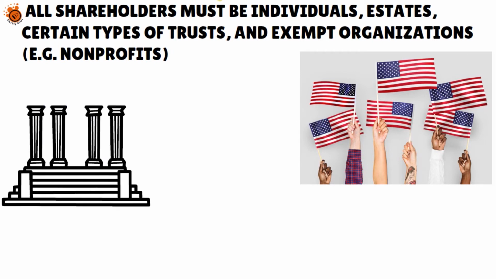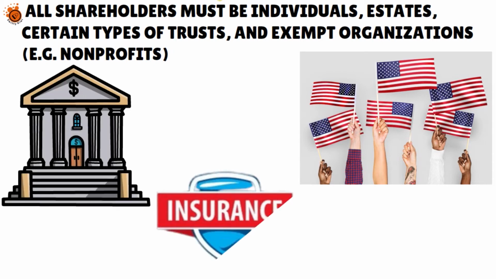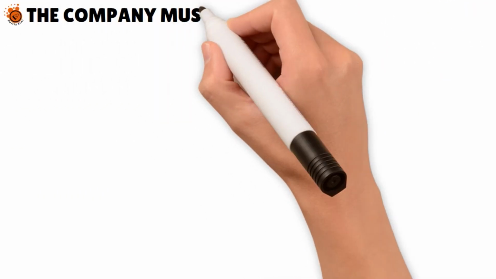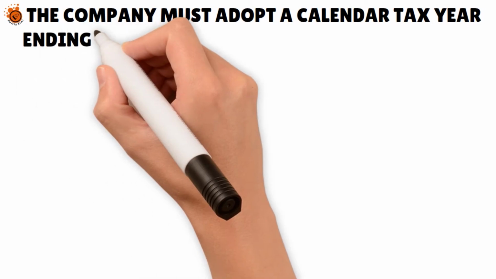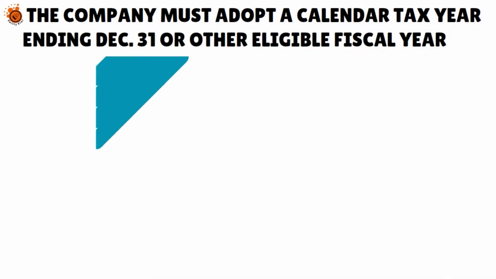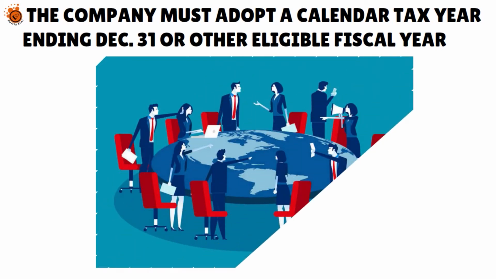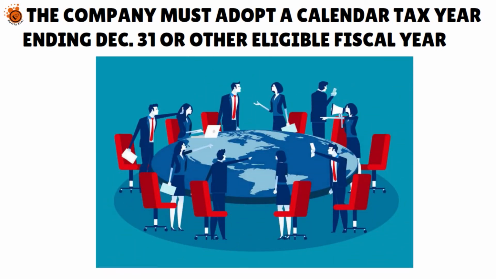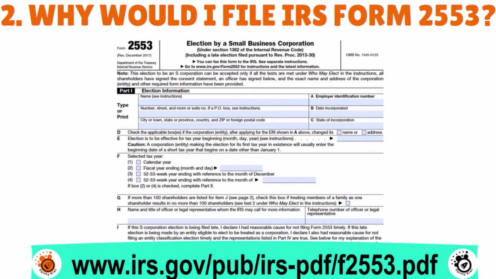The company generally cannot be a bank, insurance company, or thrift savings institution. The company must adopt a calendar tax year ending December 31st or other eligible fiscal year. Each shareholder consents to S corporation status. You need to have collective consensus here. So if you meet all these requirements, your company can become an S corporation for federal tax purposes by following the Form 2553 instructions that I'm going to give you very soon.